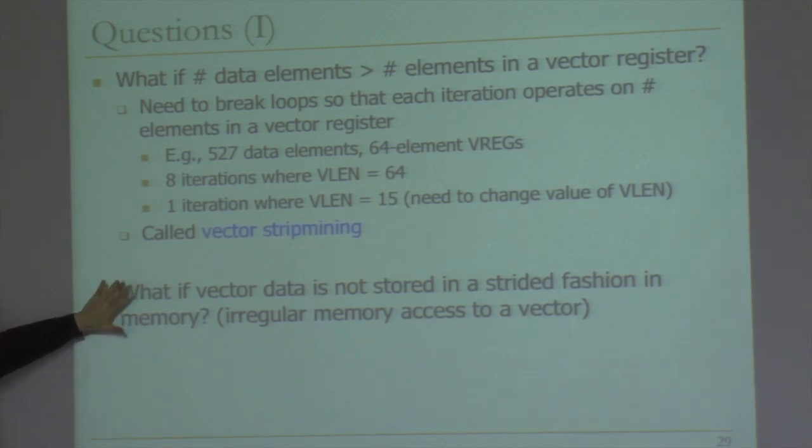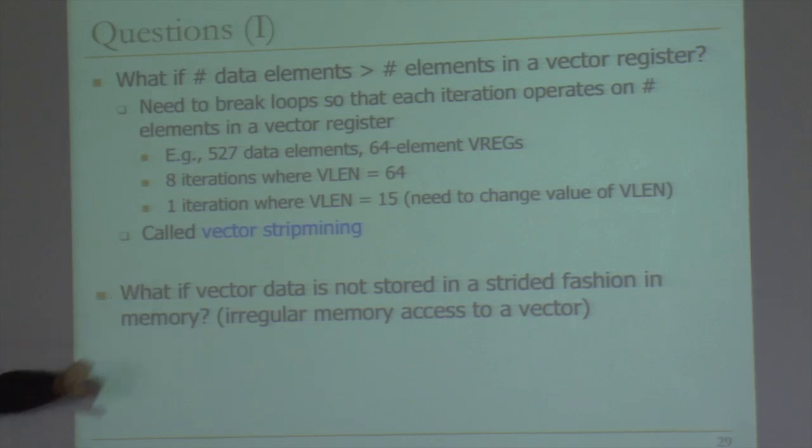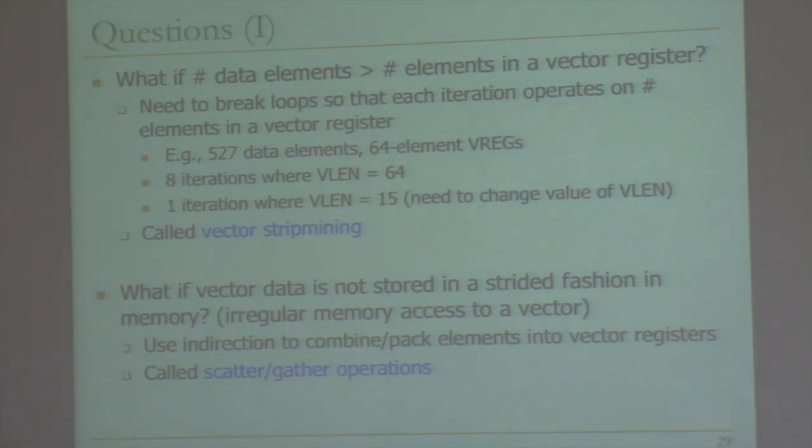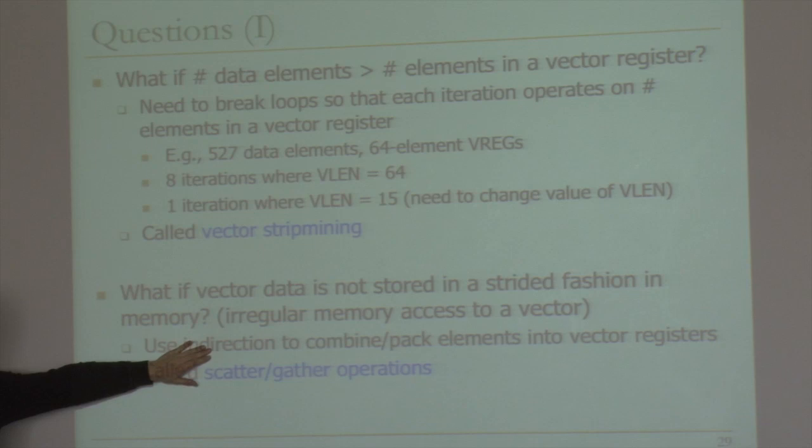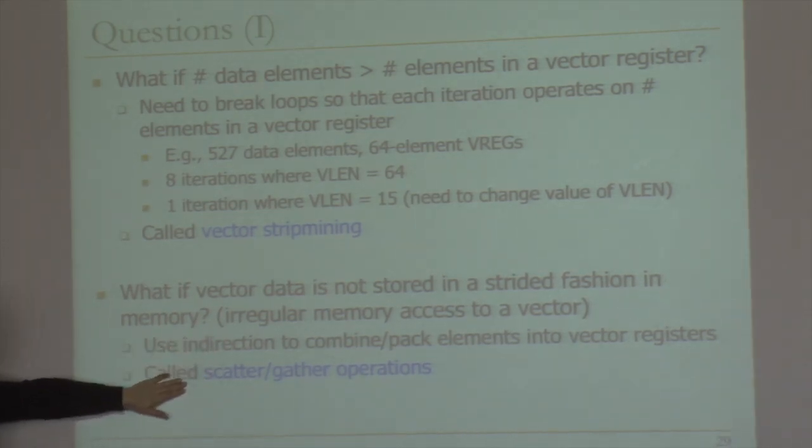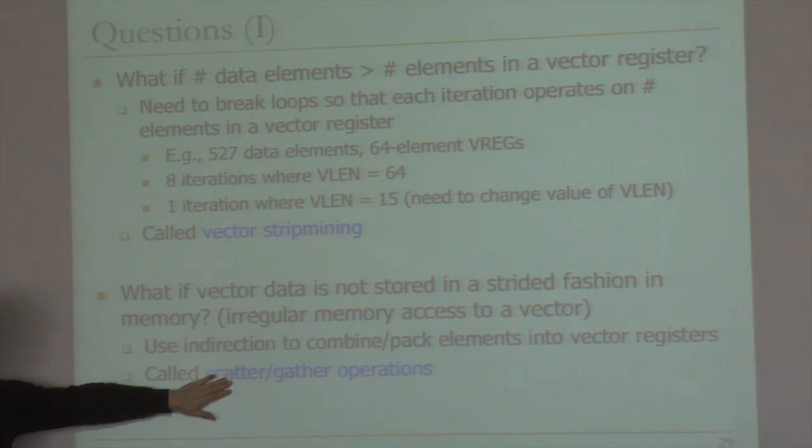Another, perhaps more interesting question is, what if the vector data is not stored in a strided fashion? You still do the same operation on many elements, but those elements happen to be located in random places. And this could happen, right? Especially if you have indirect accesses, if you have irregular memory access to a vector. Well, the idea is to use indirection to combine and pack elements into vector registers. This is employed in many vector processors today. This is called scatter-gather operations.